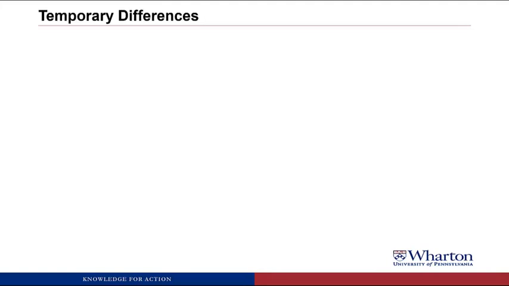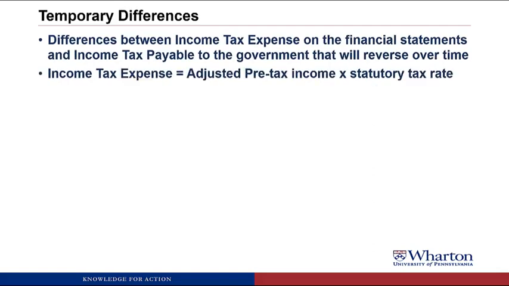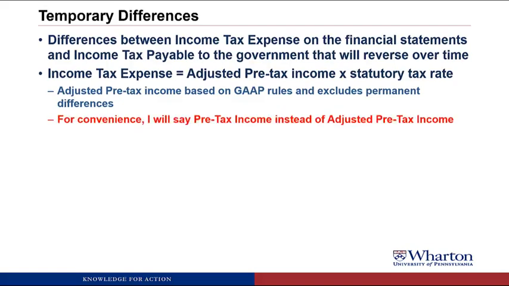Before we jump into how temporary differences work, I want to quickly review some of the terminology. So remember, temporary differences are differences between income tax expense on the financial statements or the books and income tax payable to the government that reverse over time. So remember, income tax expense is adjusted pre-tax income times the statutory tax rate, where adjusted pre-tax income is based on GAAP rules or IFRS rules and excludes permanent differences. Now, I want to mention here, for convenience, I'm just going to say pre-tax income instead of adjusted pre-tax income in the next few videos. It saves space on the slide. It saves me from having to say adjusted pre-tax income a lot.